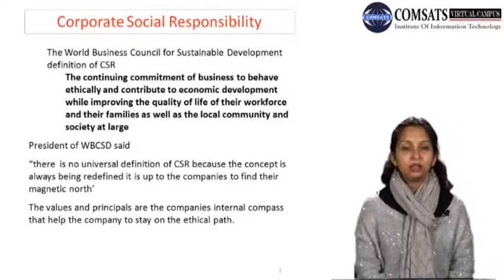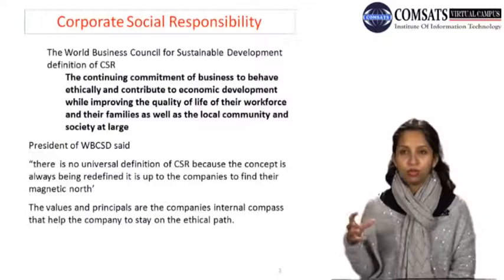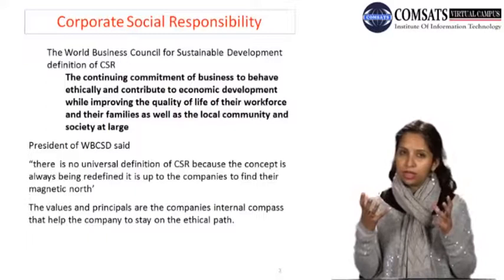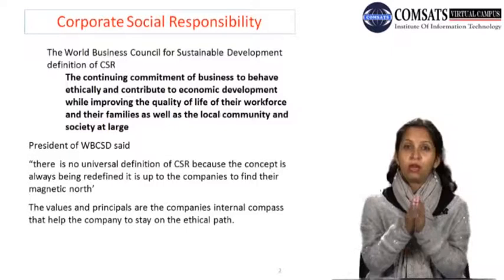So that means that organizations and corporations basically need to work upon their value system, their principles, rules and regulations, so that these values, principles and regulations become an internal compass for the organization, which is going to guide the organization to stay on the right path, to stay on the ethical path, to do the right thing, to become socially responsible.